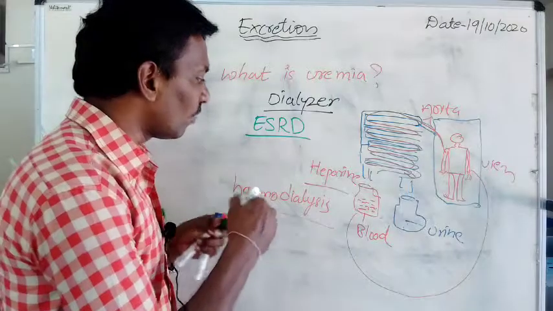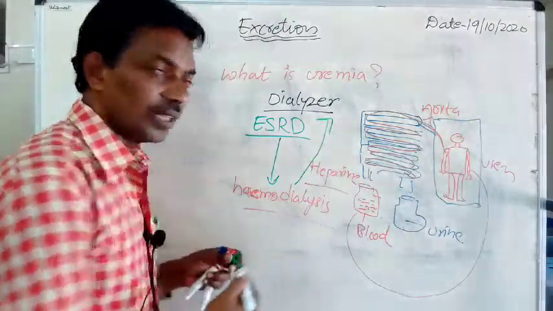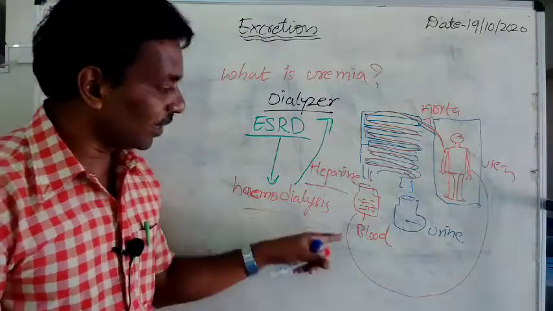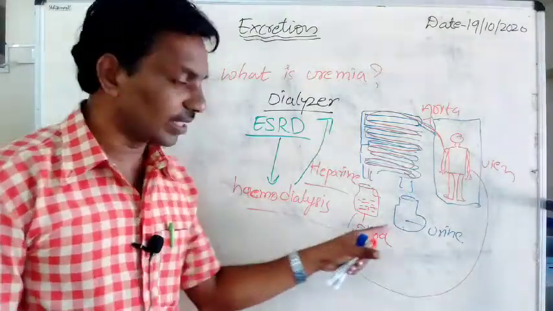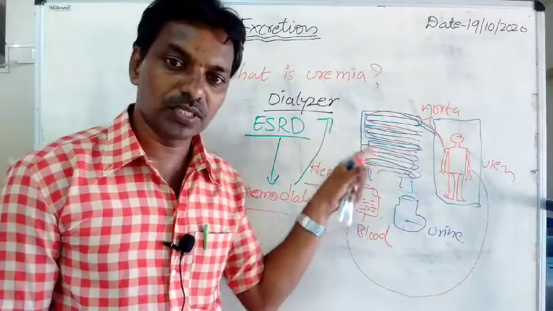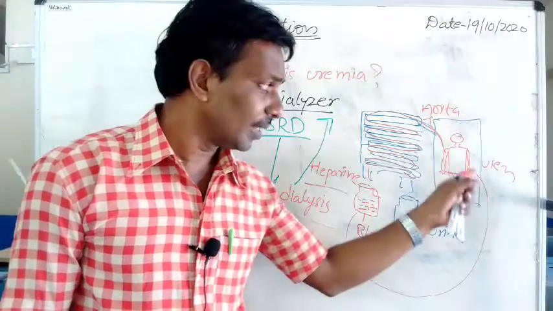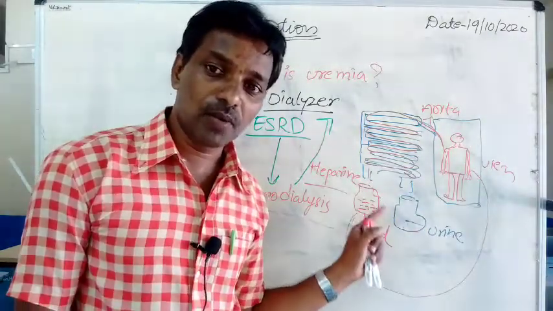We go for hemodialysis. In that hemodialysis, they use a dialyzer machine and they filtrate the blood in one bottle and they filtrate the urine in another bottle. So blood purification occurs by using the dialyzer machine. Then the purified blood is again injected into the body through the vein.